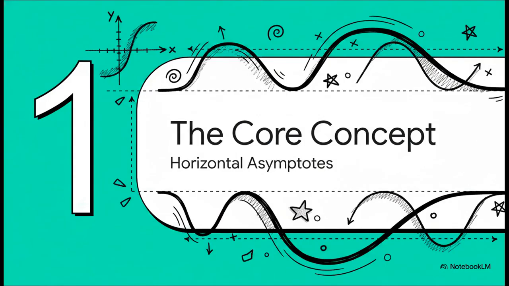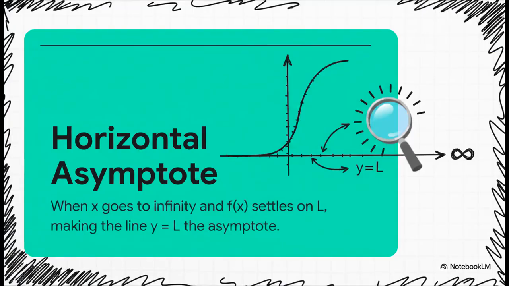All right, section 1. The core concept, the horizontal asymptote. So the line y equals L acts like this invisible boundary. The function gets closer and closer, but never quite breaks through it. James Stewart's calculus defines this beautifully. When x goes to infinity and the function f of x settles on a specific height L, we call the horizontal line y equals L a horizontal asymptote.